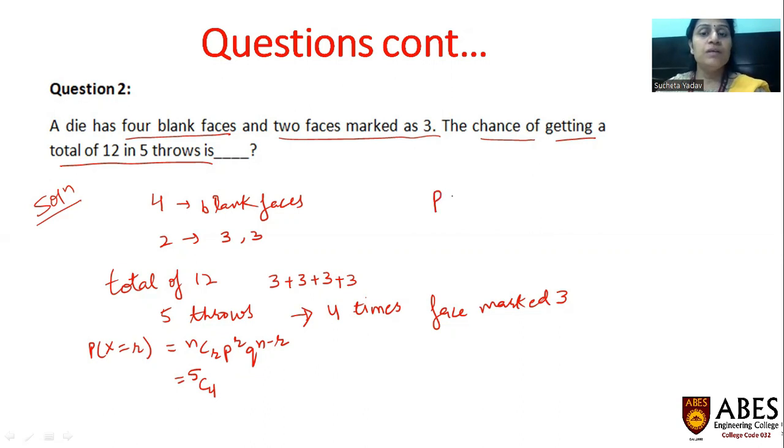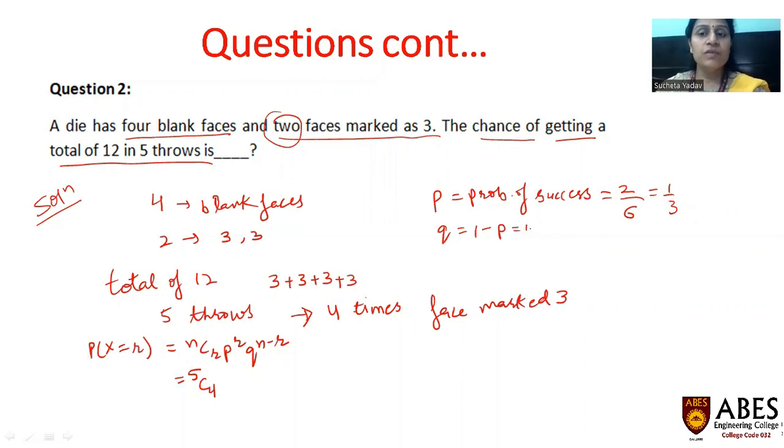Now, how to find P? P is the probability of success. Success here is getting a face having 3. Now, how many faces were having 3? 2 faces. So, 2 faces show success out of 6. So, 2 by 6 is 1 by 3, which gives P. And how to find Q? Q is given by 1 minus P, which is 1 minus 1 by 3, which will give me 2 by 3. So, P is given by 1 by 3 and Q is given by 2 by 3.